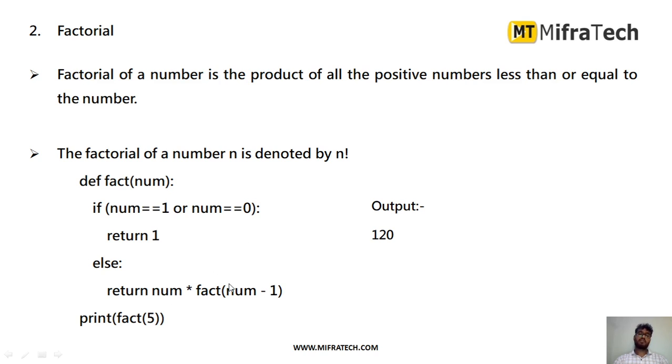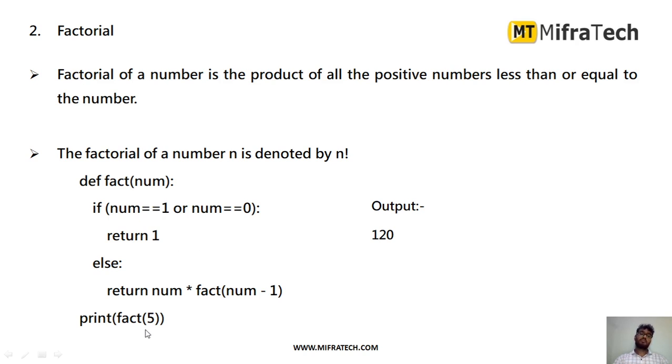In the next stage it will again call the factorial recursive function, it will call itself. So it goes like 5 into 4 into 3 into 2 into 1. Whenever we get 1, the condition becomes true and it will return 1. So it goes up to 5, 4, 3, 2, and at this condition it will return 1.